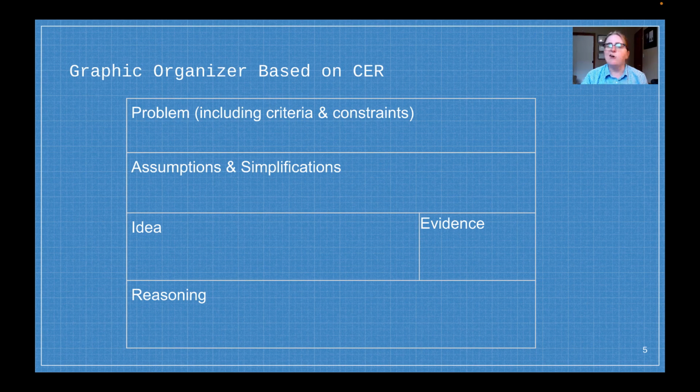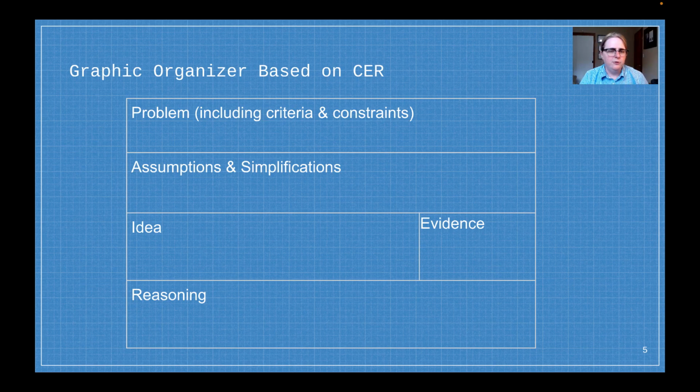You'll notice that this also includes a section for restating the problem, including criteria and constraints. One definition of engineering is design under constraint. And so I think it's really important to make sure that students are keeping the problem and what defines a good solution at the front and center of their thinking.